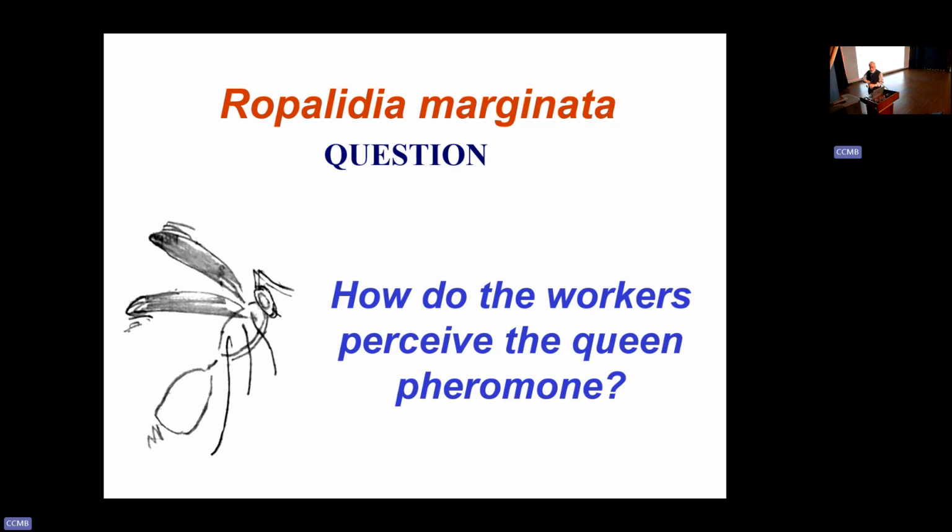So we said the potential queen gets the pheromone from the queen by physical interaction. That's how she gets it. And if she doesn't get it anymore, she realizes there is no queen and becomes hyperaggressive. Now, how to test this hypothesis?